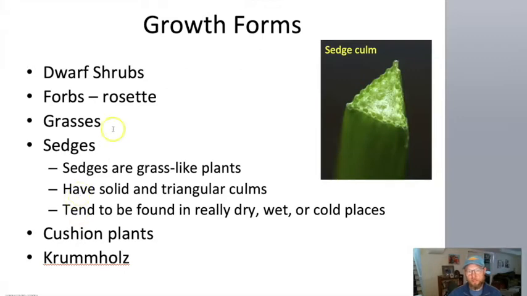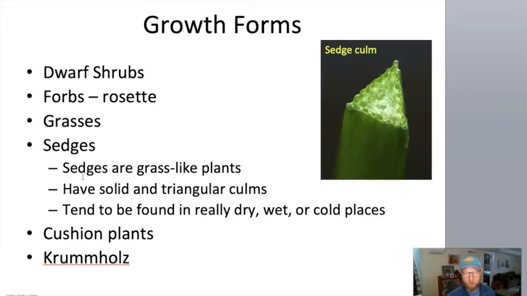So the growth forms I'm going to talk about are dwarf shrubs, forbs, and I put rosette here. We'll specifically talk about that rosette growth form, grasses, sedges, cushion plants, and then we'll talk briefly about the crumults vegetation growth form. I just have a few notes under the sedges here.